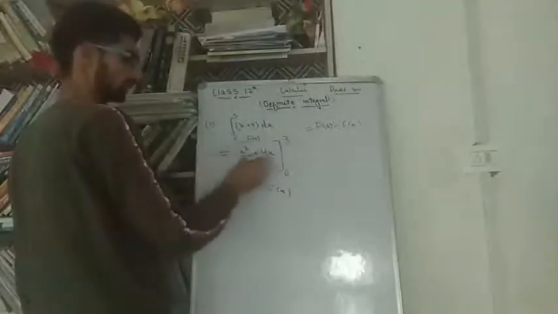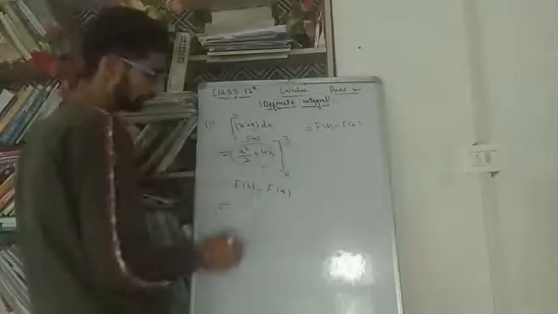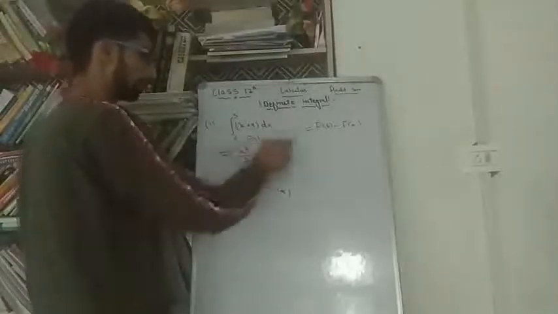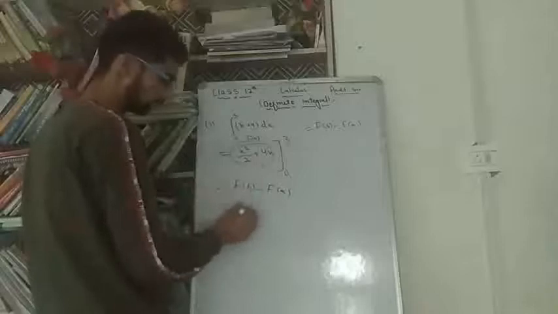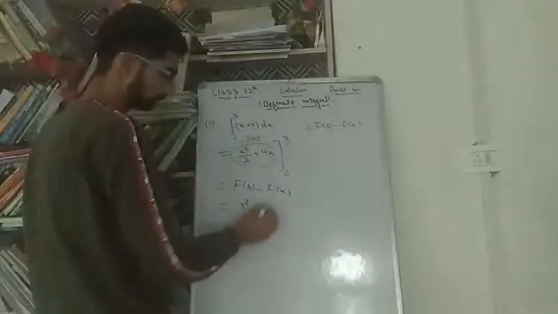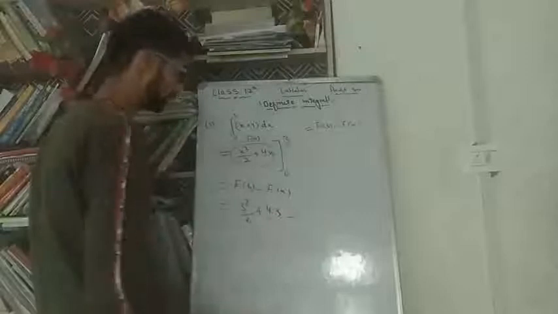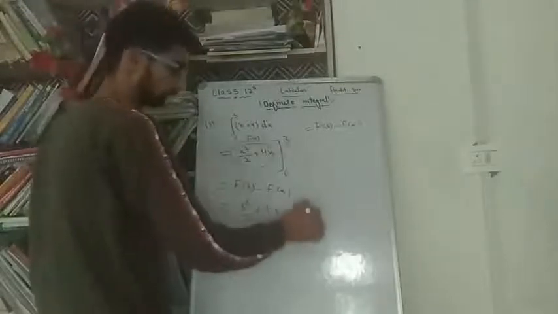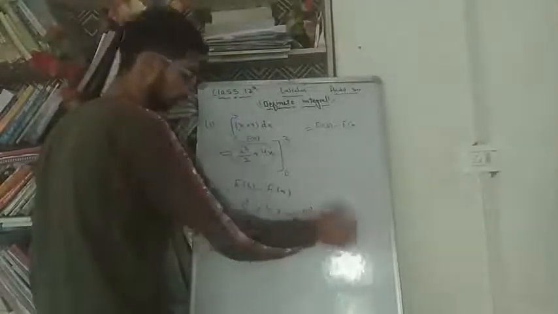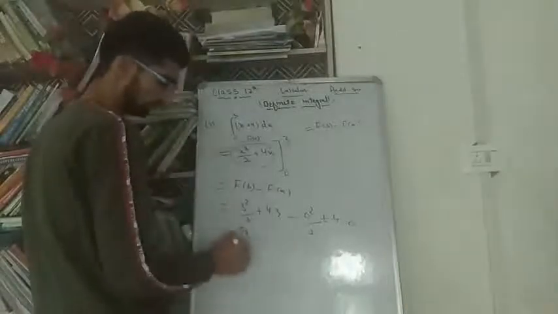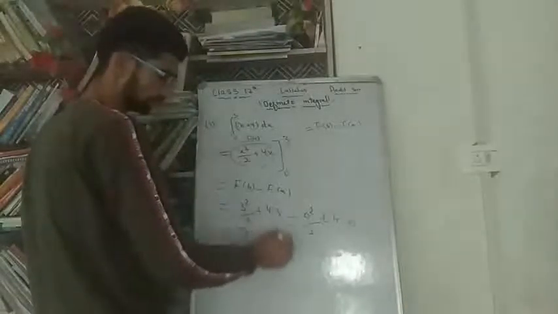While f of x is this, you will get f of b, where b is 3, so it will be 3 square divided by 2 plus 4 into 3, minus 0 square divided by 2 plus 4 into 0. It will come out as 9 divided by 2 plus 12, which is 33 divided by 2. This is our answer. Similarly, you can find other definite integrals, which will also follow the same rule.